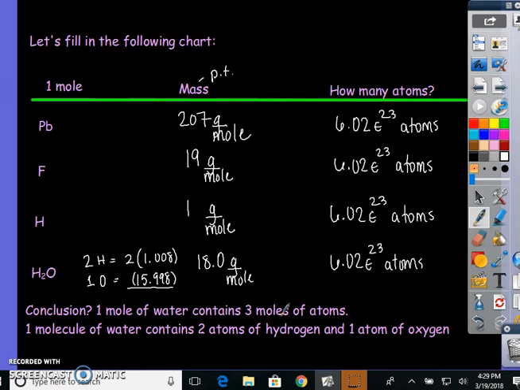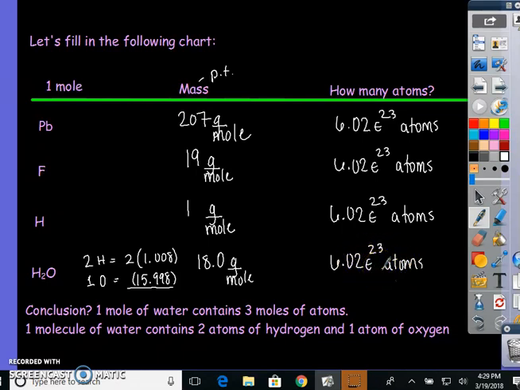I always think of flour, like cooking. Like I need 3 cups, or I need 3 tablespoons or 3 teaspoons. I think of it as a measurement that would create a pile or a mound. So 1 molecule of water contains 2 atoms of hydrogen and 1 atom of oxygen. And each of those atoms is this.